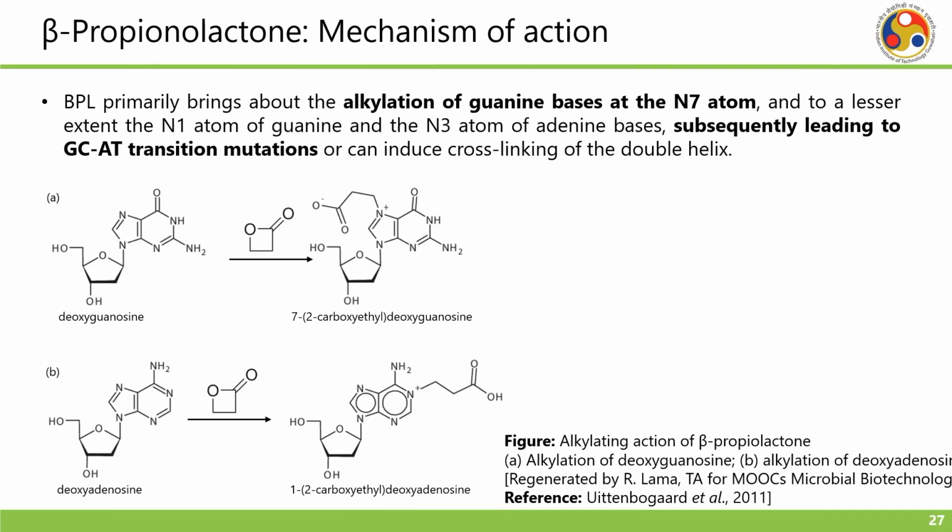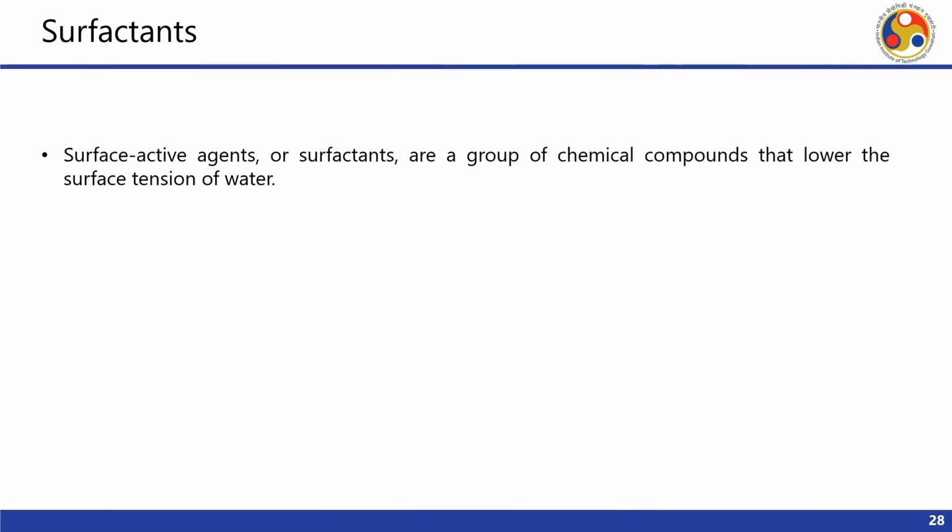What is the mechanism of action of BPL or beta propiolactone? BPL primarily brings about alkylation of guanine bases at the N7 atom and to a lesser extent the N1 atom of guanine and N3 atom of adenine bases, subsequently leading to GC to AT transition mutations or can cause cross-linking of the double helix. And you can see here in this picture the alkylating actions of BPL. In figure A you can see the alkylation of deoxyguanosine. In B you can see the alkylation of deoxyadenosine.